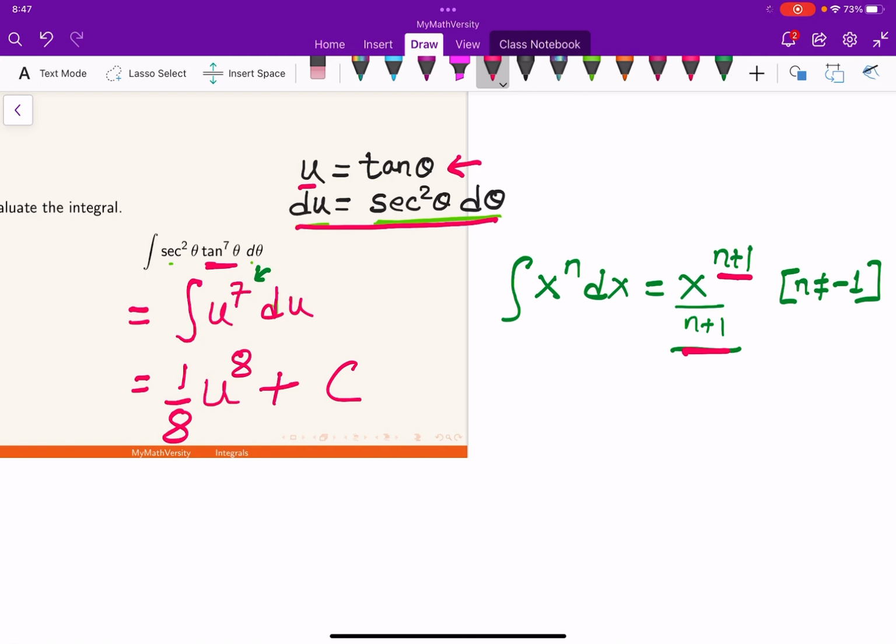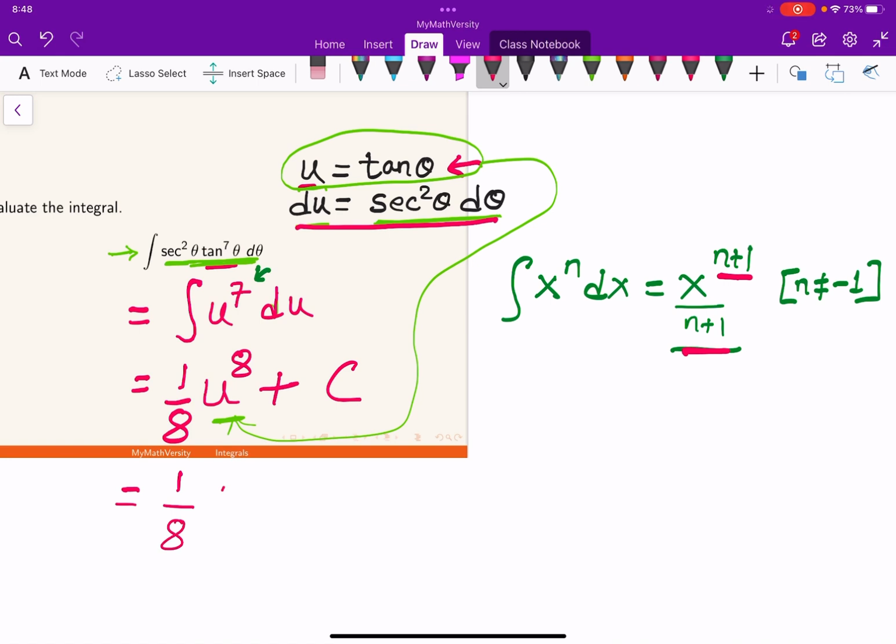So we are done here, but the given function is actually a function of theta, right? Everything here is a function of theta, but our answer is in terms of u. So let's change that back in terms of theta. The substitution that we used at the beginning was u equals tangent theta, so let's replace u by tangent theta. If we do that, we come up with 1 over 8 times tangent theta to the 8th power, and then plus c. So that's it. This should be the evaluation of the given integral.